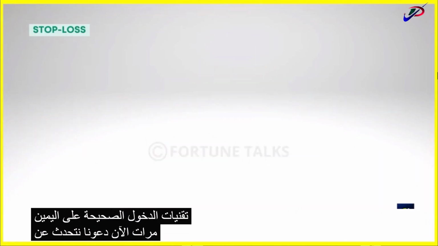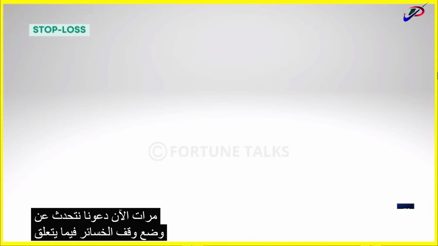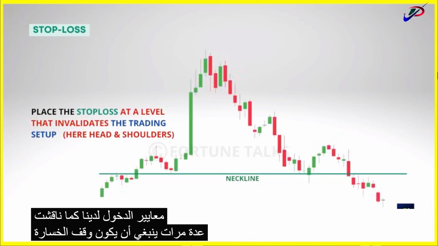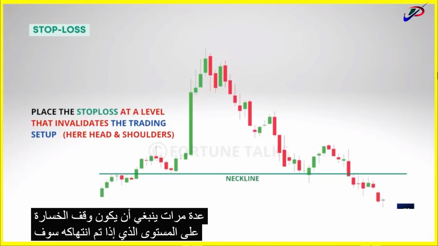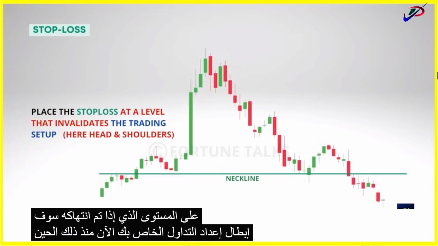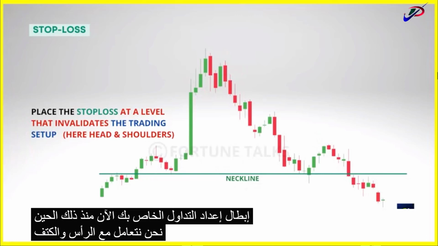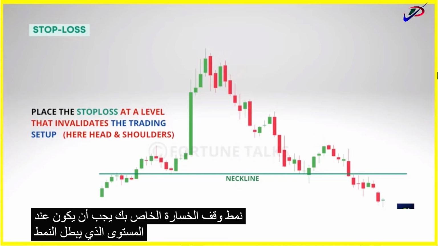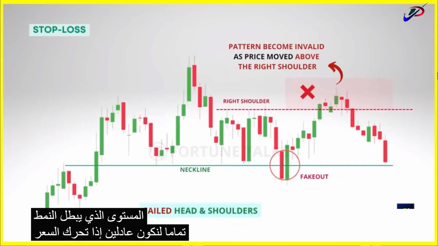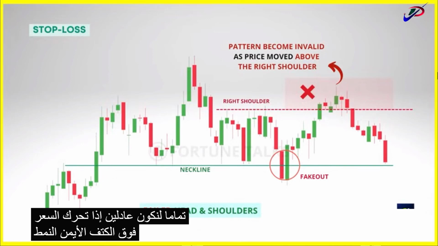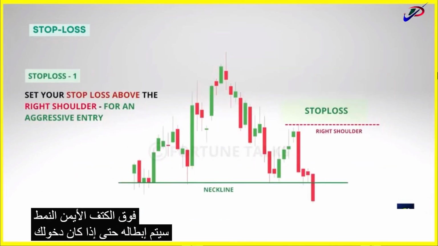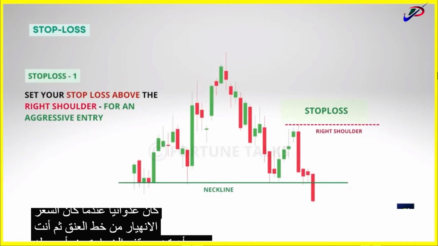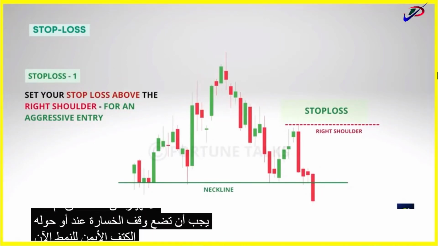Now let us talk about the placement of stop losses with respect to our entry criteria. As I have discussed multiple times, the stop loss should be at a level that, if breached, will invalidate your trading setup. Now since we are dealing with a head and shoulders pattern, your stop loss should be at a level that invalidates the pattern altogether. To be fair, if the price moves above the right shoulder, the pattern will get invalidated. So if your entry was aggressive, as and when the price broke down from the neckline, then you should set your stop loss at or above the right shoulder of the pattern.